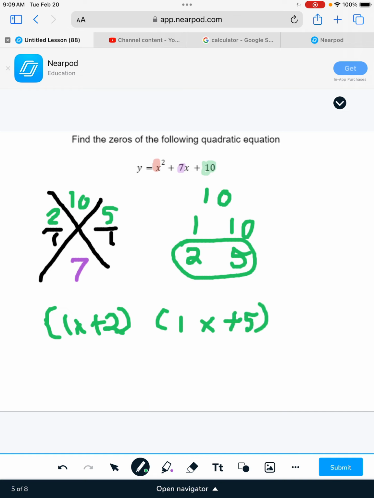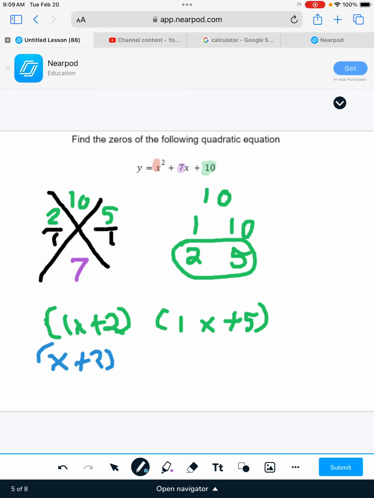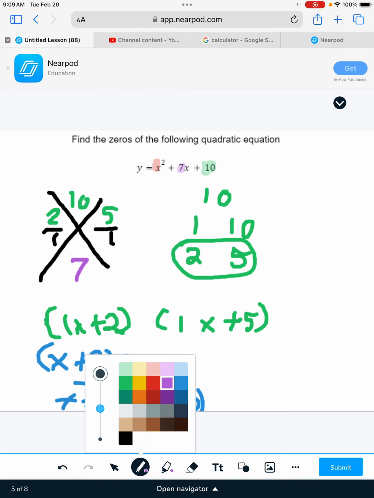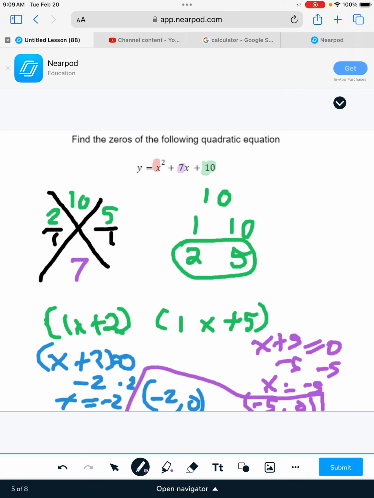From there, we solve for our zeros. 1x plus 2, or x plus 2 equals 0. Well, that's just minus 2 on both sides. X is minus 2. So negative 2, 0 is one of them. I do the same thing for this green one over here. X plus 5 equals 0, minus 5 on both sides. X equals negative 5. So negative 5, 0 is my other 0. Those are my two zeros on this quadratic right here.